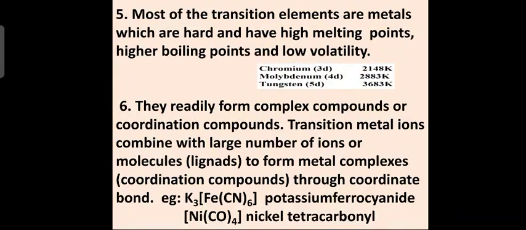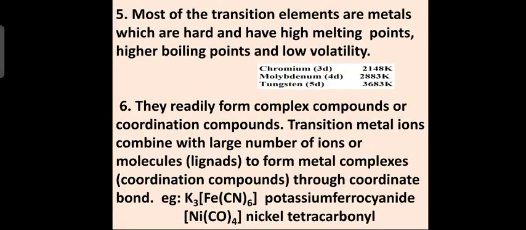Then low volatility. They are not volatile in nature. They have a very low volatile nature because most of them are metals, so they are less volatile. Three examples are given in this slide. Chromium, a 3D element, 2148 Kelvin. You can see the very high temperature. Even molybdenum, that is the example for the 4D series. What is the temperature? 2883 Kelvin. Tungsten, a 5D element, has the highest temperature, that is 3683 Kelvin.